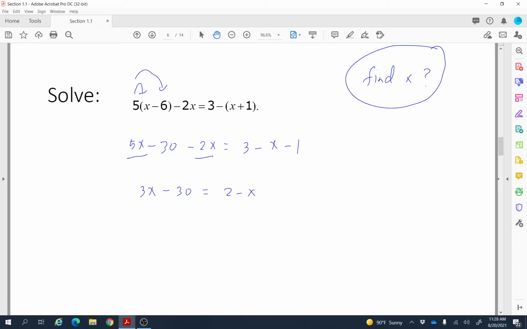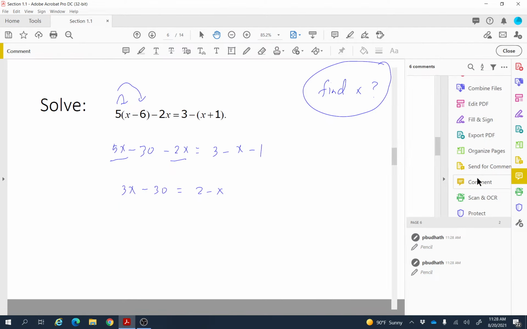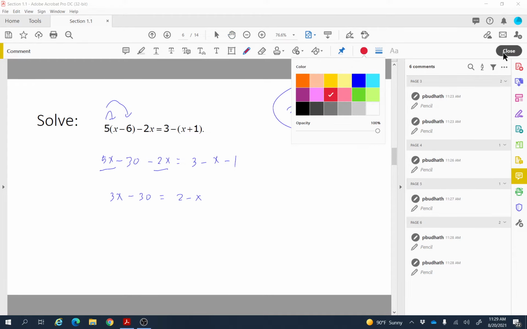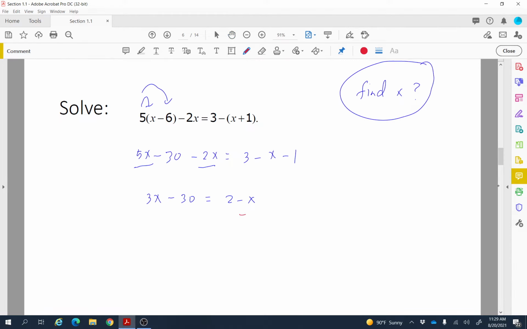Because we are trying to solve for x, we need to bring all the x's on the left side and all the constants on the right side. So I'm going to do that here. All the variables on the left side, so I'm going to add x because I want to bring this negative x to the left side, and that's the only way I can do that, by adding x to both sides. And I want to bring this negative 30 to the right side, so I can only do that by adding positive 30 to both sides.